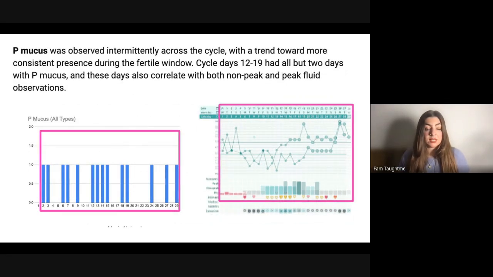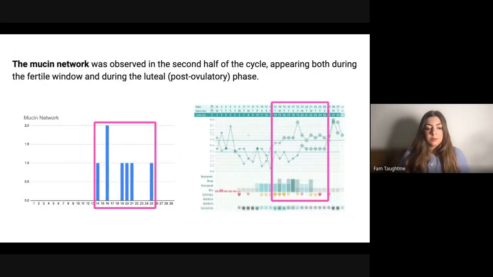And then the P mucus I saw intermittently across the cycle with a trend towards more consistent presence during the fertile window. So cycle days 12 through 19 had all but 2 days with P mucus, and these days also correlate with both non-peak and peak fluid observations that I saw in my charts. So that's just represented there. And the mucin network, here's that comparison. So I saw it between days 14 and 25 in both cycles. So that's the ovulatory into the luteal phase where that was seen in my experiment.